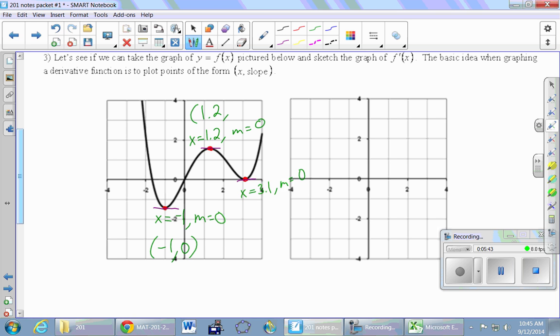Here, how much is the x? 1.2, comma, and then the slope of the tangent line, that's a 0. And then finally 3.1, comma, 0. And those 3 points then come over here onto the graph that we're going to put up here, which is going to be y equals f prime of x, which is the derivative. So negative 1, comma, 0, and 1.2, comma, 0, and about 3.1, comma, 0.